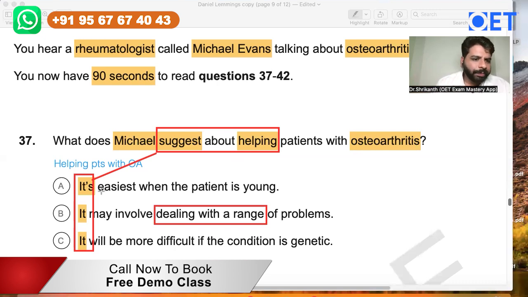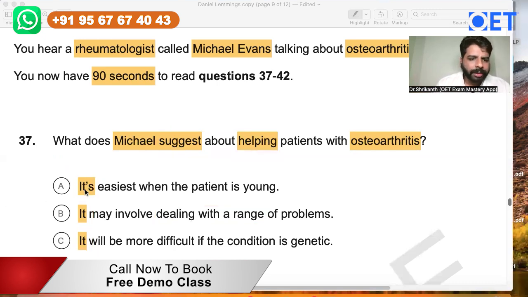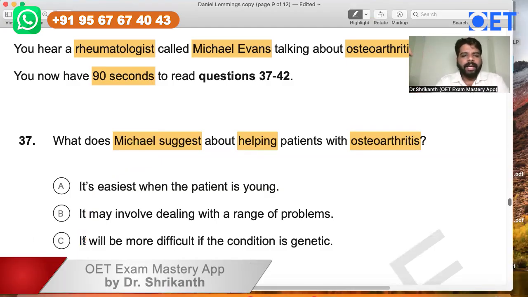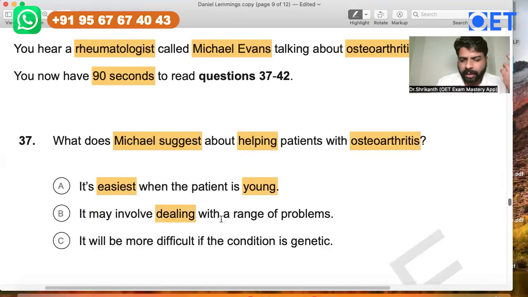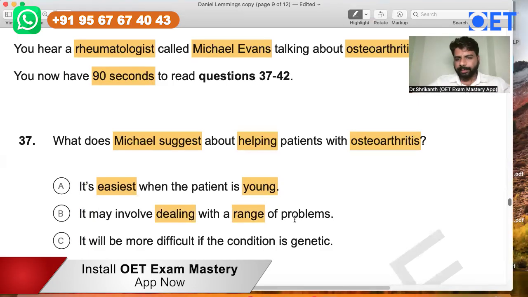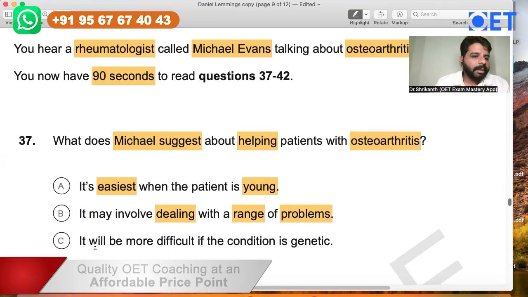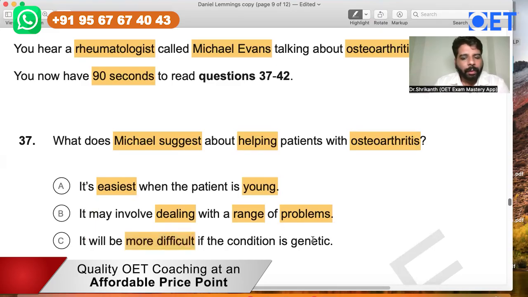Okay. So now let's take a look into the keywords of the answer options over here. Okay. So first one, answer option A, it is easiest when the patient is young. Okay. So if the patient is very young, it is going to be the most easiest. Answer option B, it may involve dealing with a range of problems. A range. Okay, range means what? A wide range. Okay, a wide range means several, various. Okay, various problems we have to deal with.